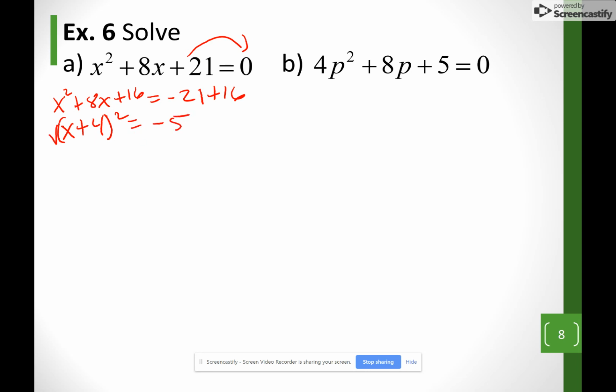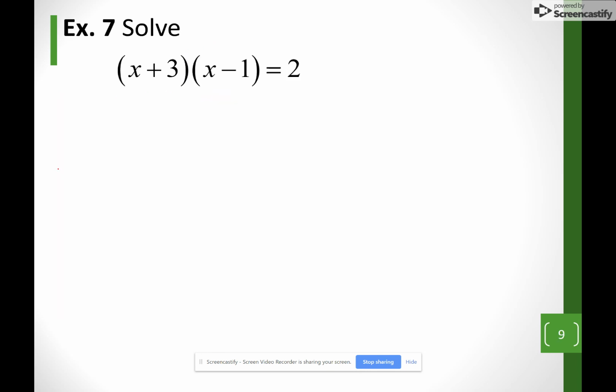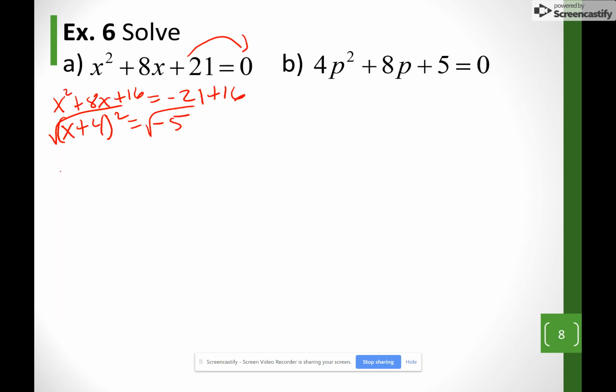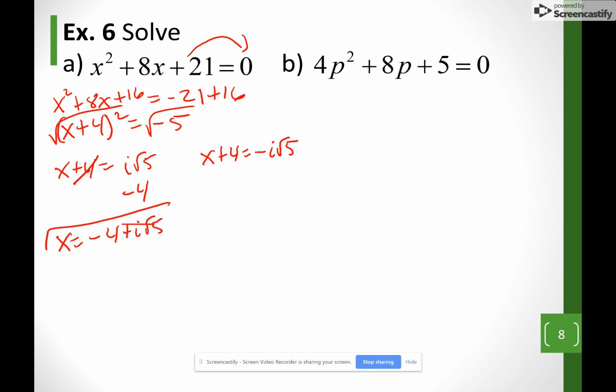I'm going to do the square root on each side. So I get that x plus 4 is equal to i radical 5. And I also get that x plus 4 is equal to negative i radical 5. All right, let me subtract 4 to each side. So x is equal to negative 4 plus i radical 5. Let me subtract the 4. x equals negative 4 minus i radical 5.